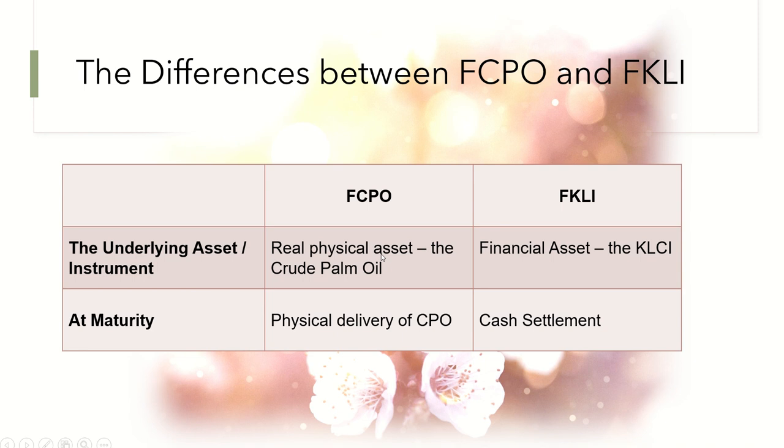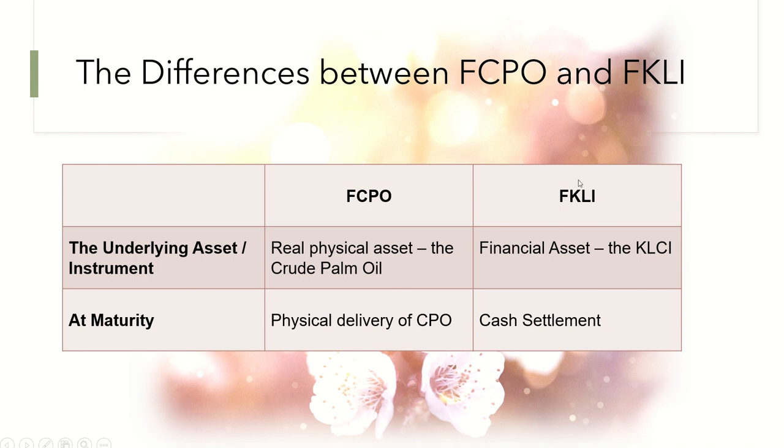What about the delivery and settlement matters at maturity? At the maturity of the FCPO, what will happen? There will be a physical delivery of CPO. If you are the buyer, you will take delivery. If you are the seller, you will make delivery to the buyer. Physical delivery happens at maturity for FCPO, because again FCPO is an agreement to buy or to sell a specified underlying asset, which is the CPO, at the predetermined date.